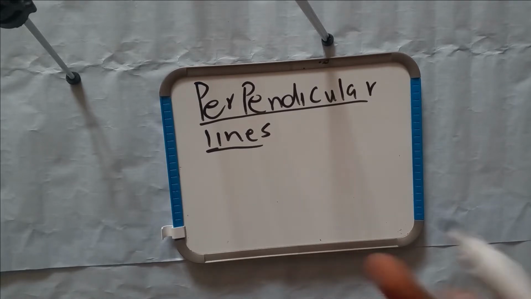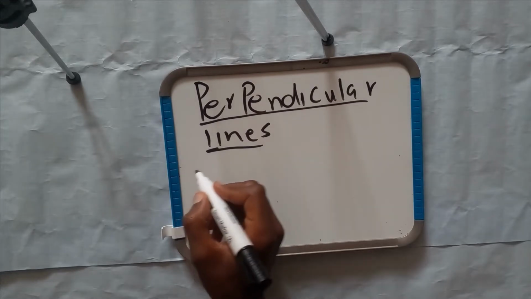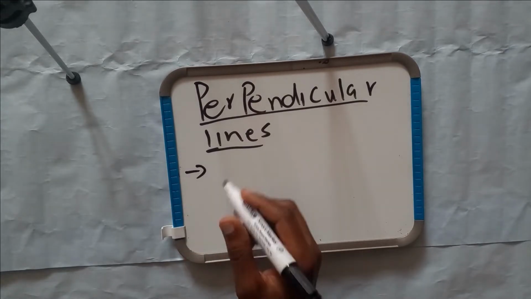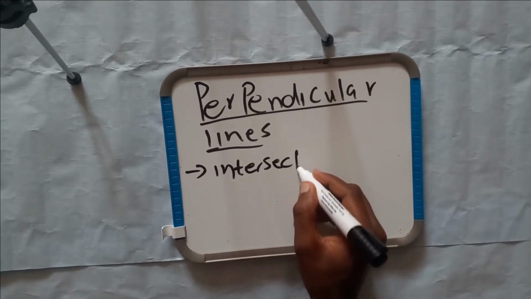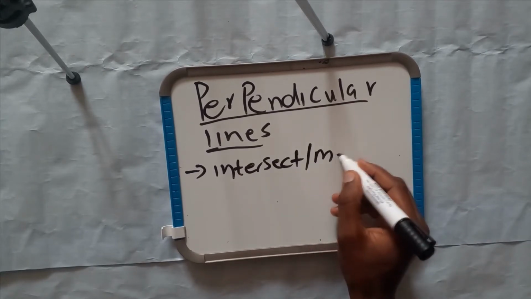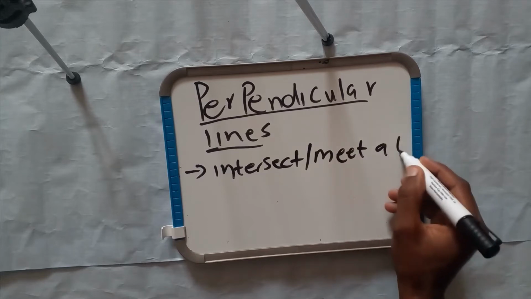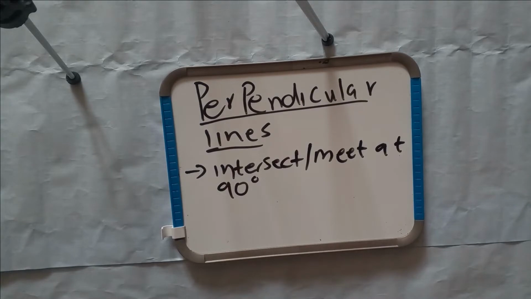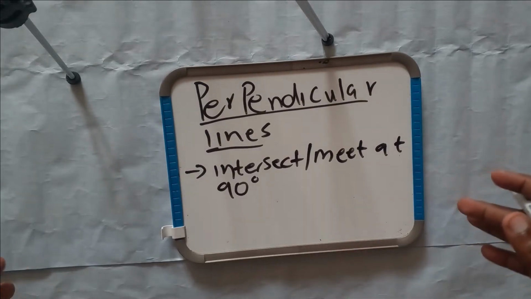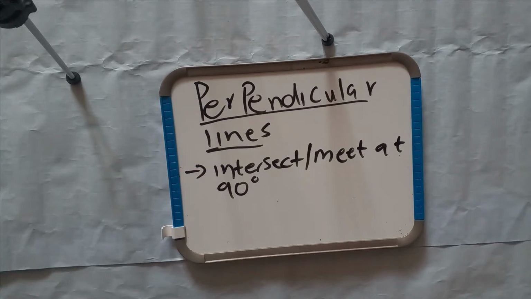What are perpendicular lines? Or what are the characteristics of perpendicular lines? Number one, you need to know that those are lines that intersect. They intersect or meet at 90 degrees. Those are lines where they intersect, they form a right angle.